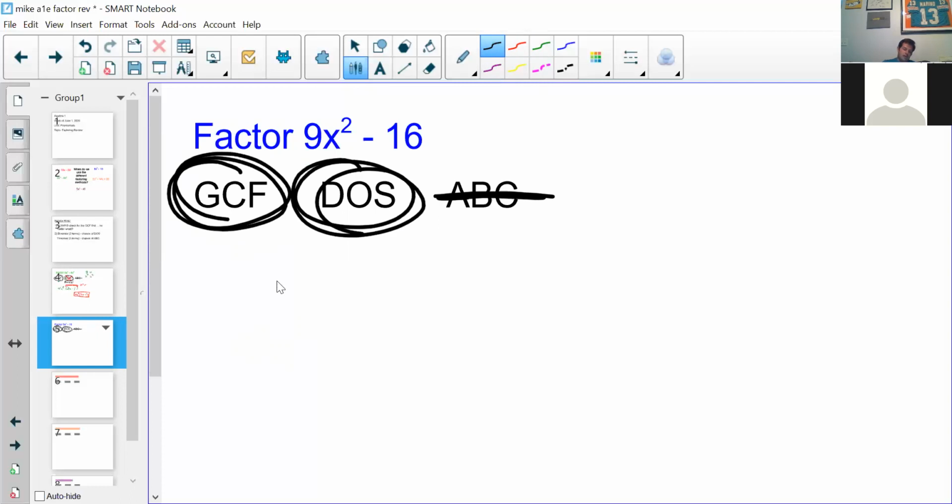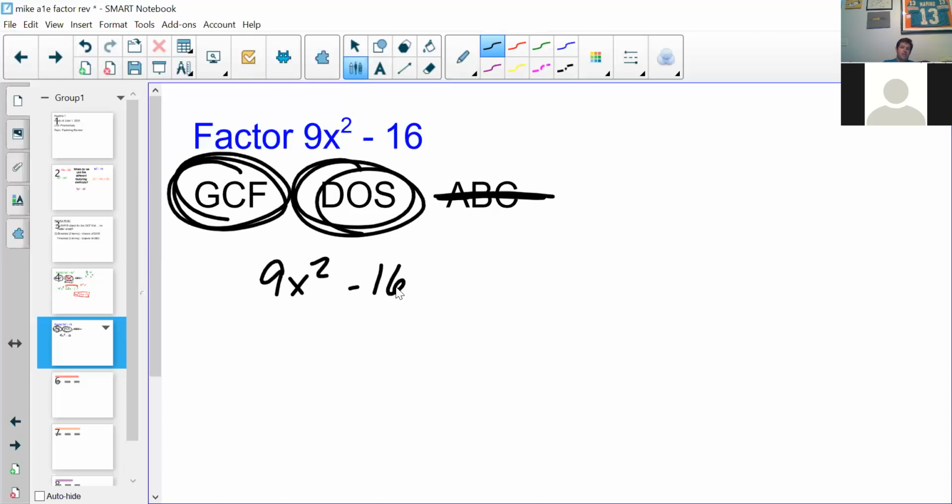Can we pull out a GCF? Are there any terms in common between 9x squared minus 16, 9x squared and 16? 9 is divisible by 1, 3, and 9. 16 is divisible by 1, 2, 4, 8, and 16. So when it comes to the coefficients, the numbers involved here, there's no GCF.